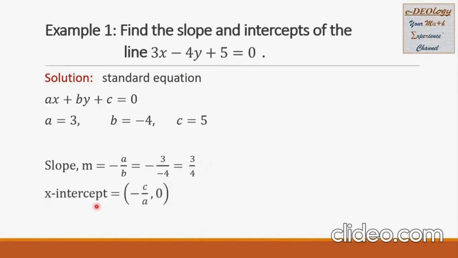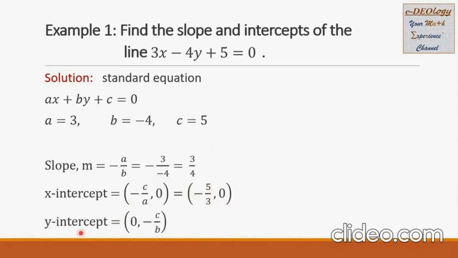For the x-intercept, the ordered pair is here, negative c over a for the x-coordinate with 0 y-coordinate. Let us now substitute the c. It is now 5, while the a is positive 3. So our x-intercept here is negative 5 over 3, 0.